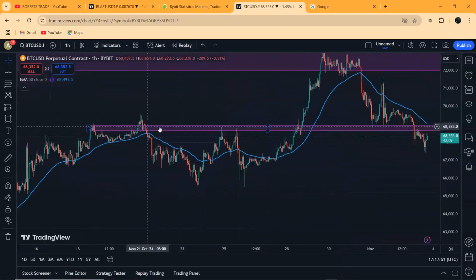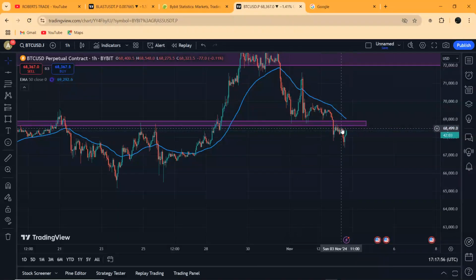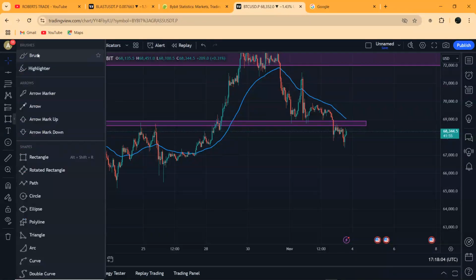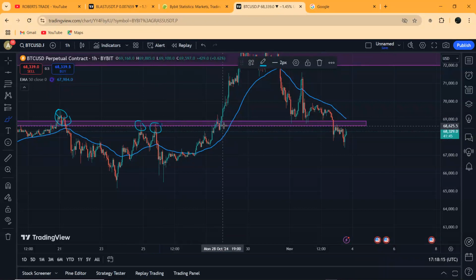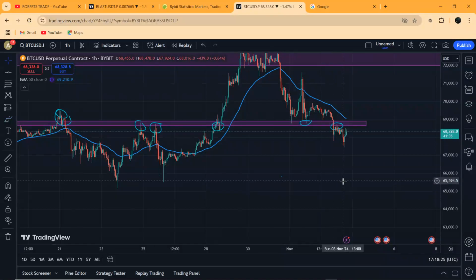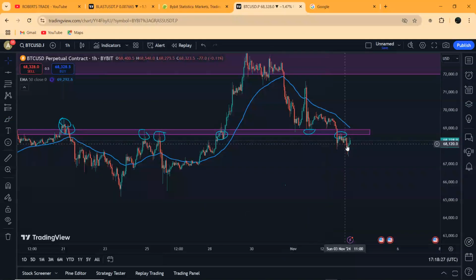Remember, it has been touching the level initially here. 1, 2, 3, 4, 5. Meaning that this is the sixth occasion. Let me draw it so that you can know. 1, 2, 3, 4, 5, 6, meaning that this is a strong resistance and it has broken below it.